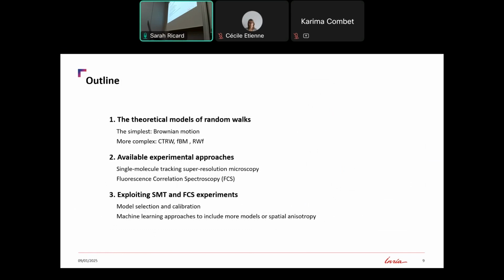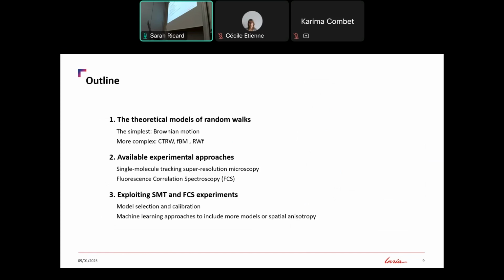We will talk quite a lot about the available experimental approaches to see that, because of course, if you want to quantify those random walks, you have to measure them in one way or another. So you have to have experimental ways to see that. And it turns out that we have two main experimental ways to see that. The first one is a very recent one, single molecule tracking super resolution microscopy.